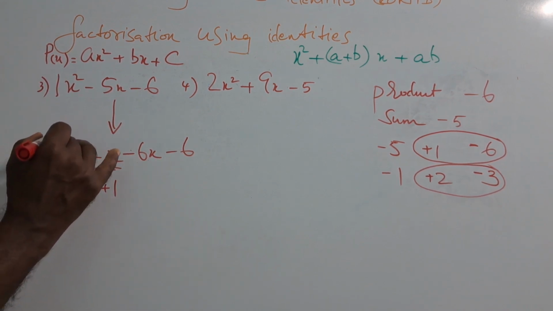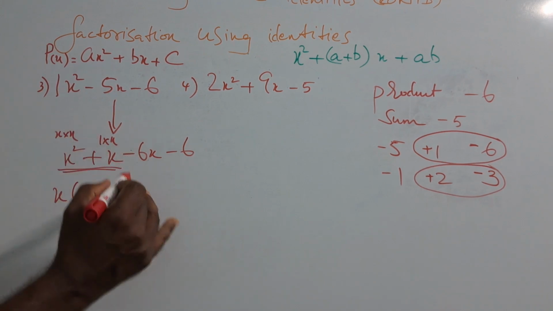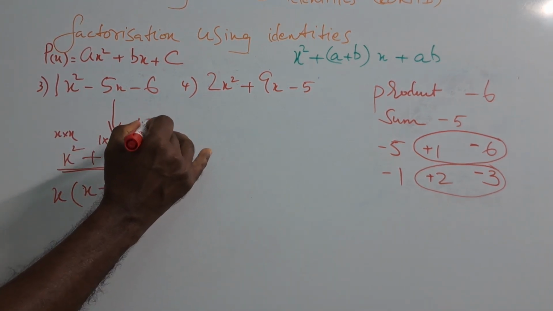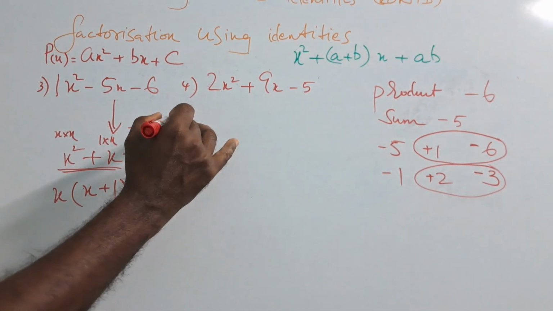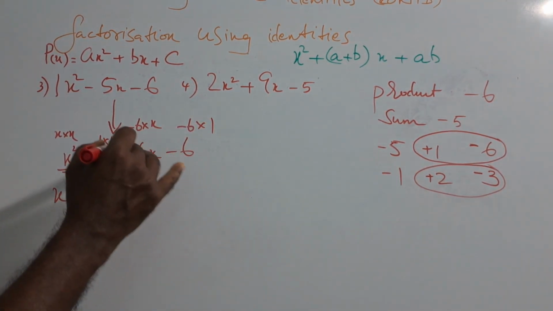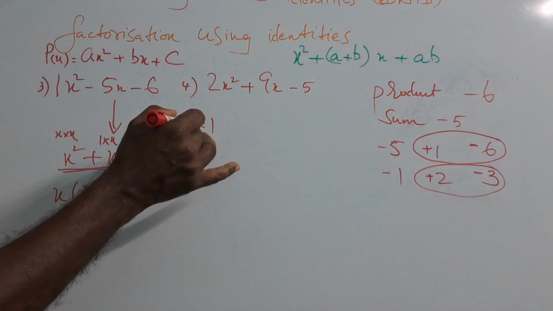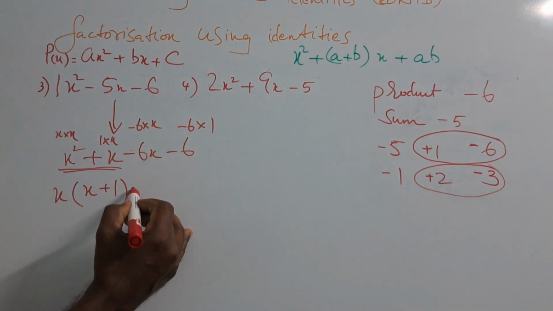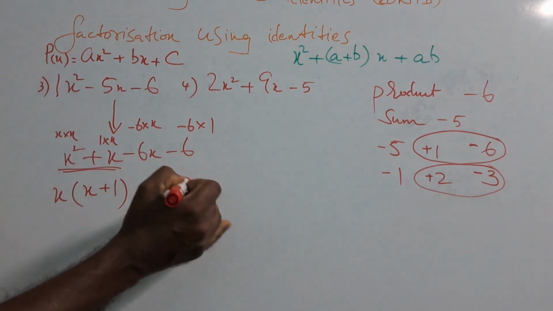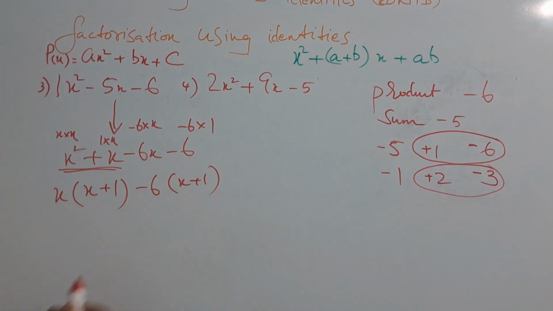X square is x into x, x is 1 into x. The common factor x is picked out. In the same way, minus 6x is minus 6 into x, and minus 6 is minus 6 into 1. This is the common factor, minus 6 is what we need. Then only we get x plus 1 as the term: minus 6 into x plus 1.